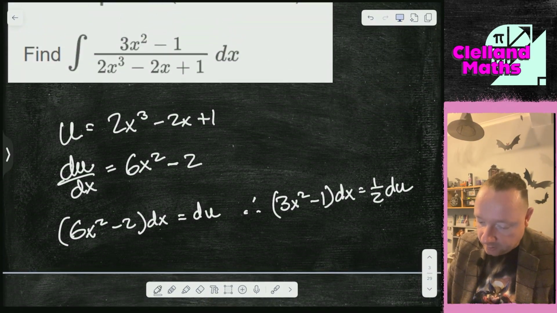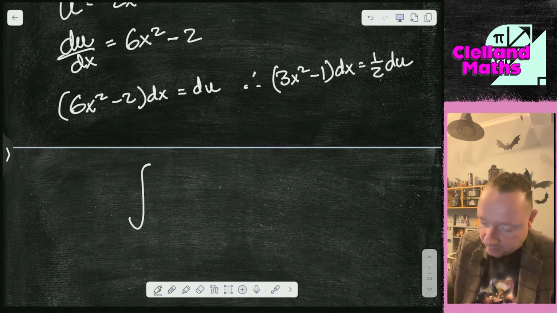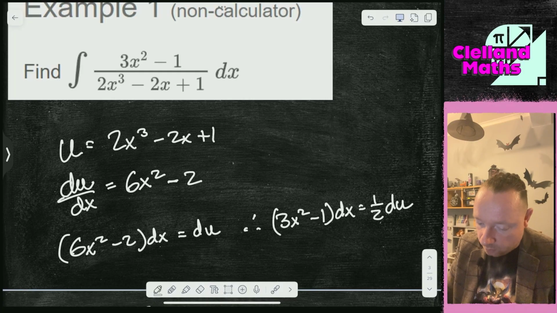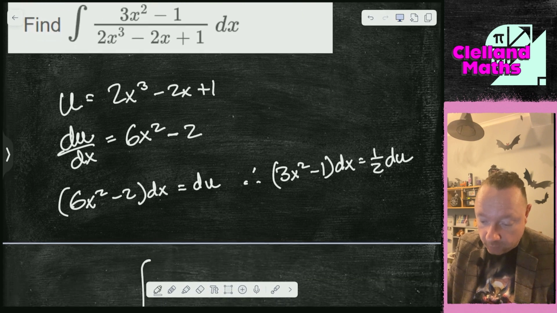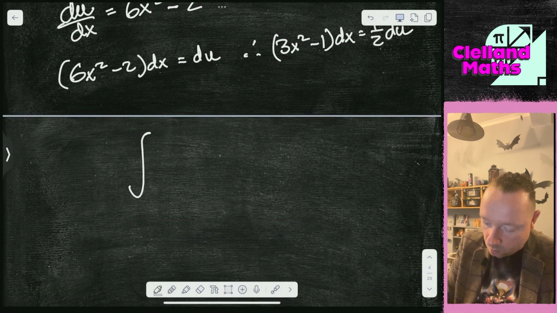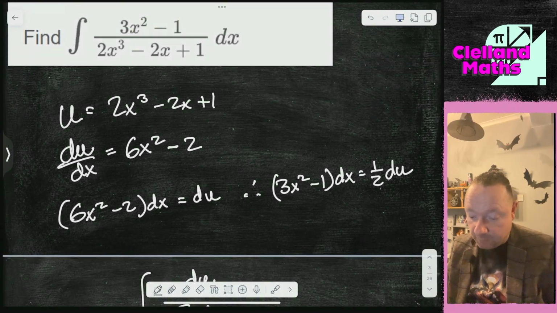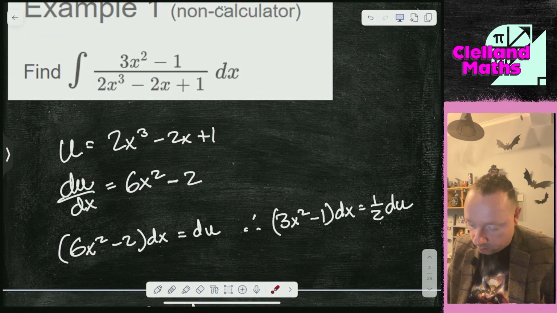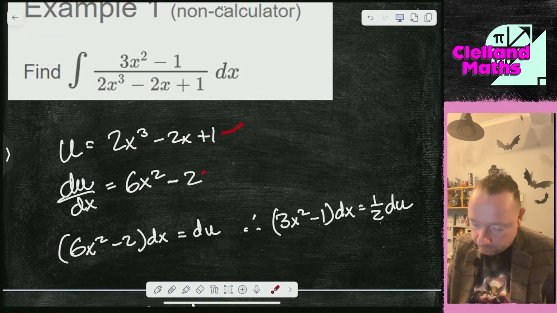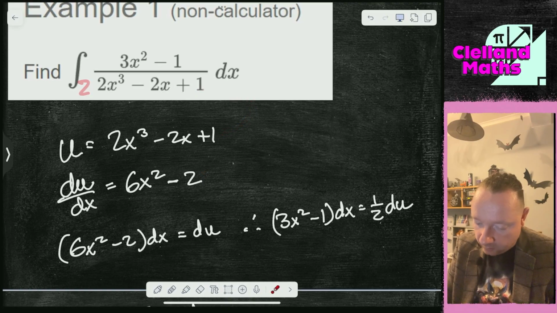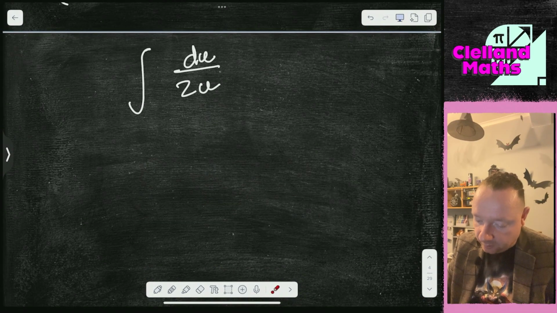So that means I now need to integrate. So my integral becomes very simply a half du, and u was that, so u is now on the bottom as well. So I've got du over 2u. That's as simple as that, because you've got your u turning into here, and then we've got a half, so 2 on the bottom as well, and then du on the top. So we can integrate that quite easily.